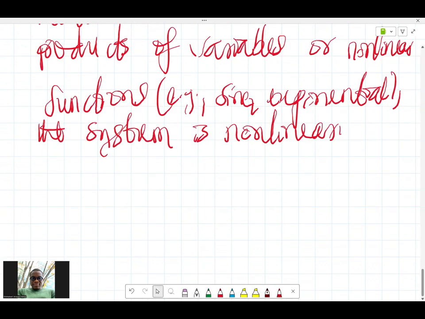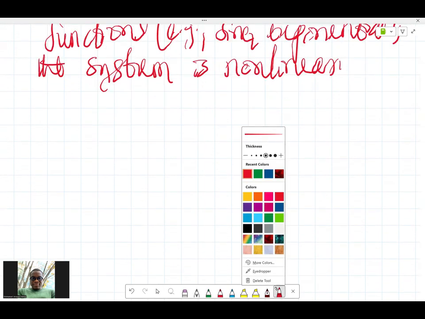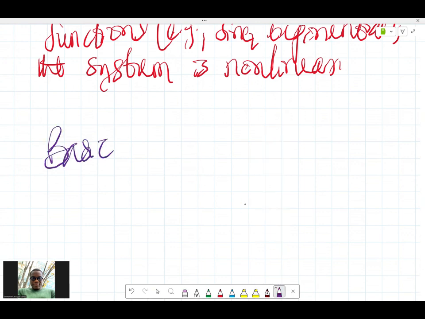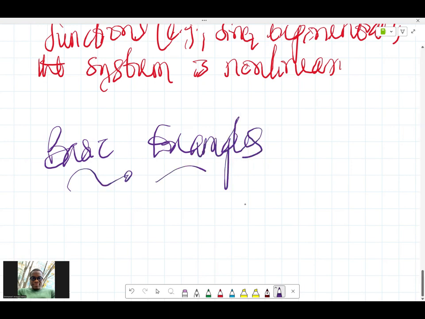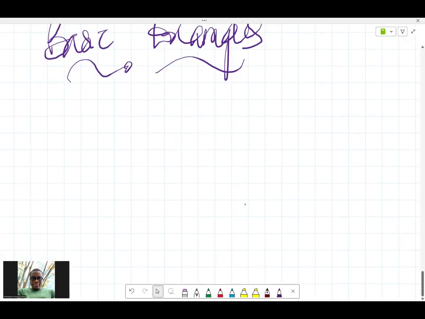Okay. At this juncture, let's talk about some basic examples. Basic examples of systems of differential equations. Let's start with physics.